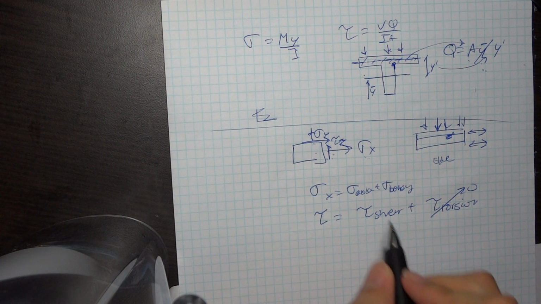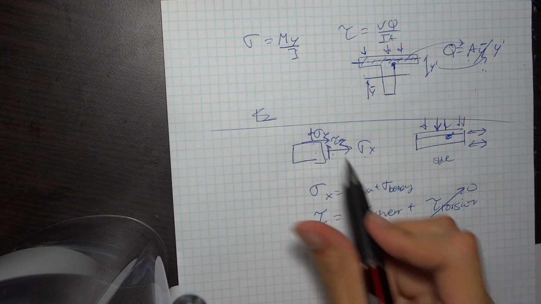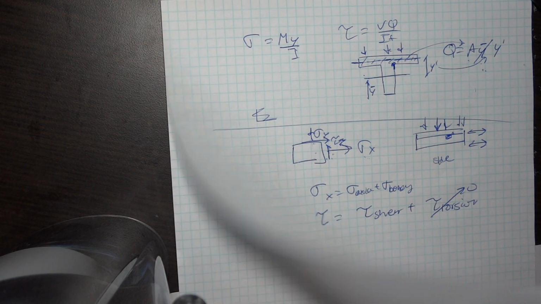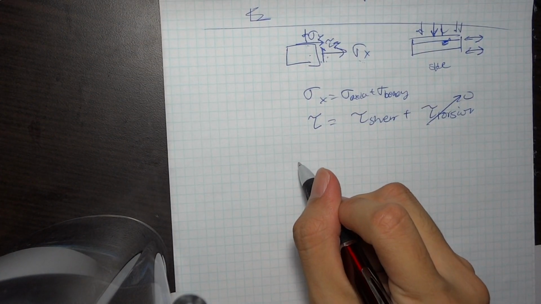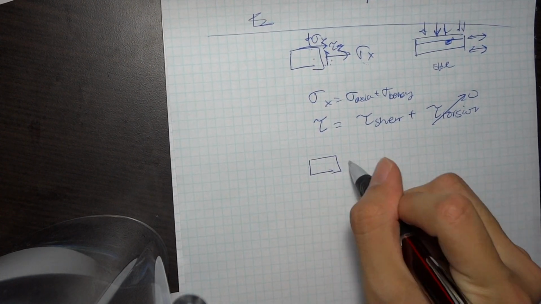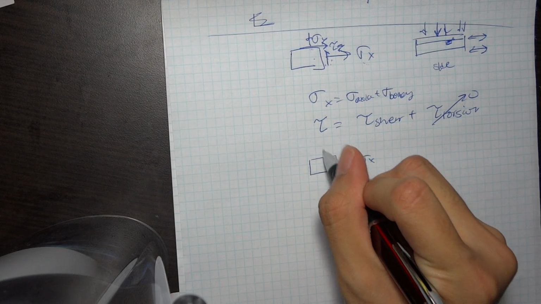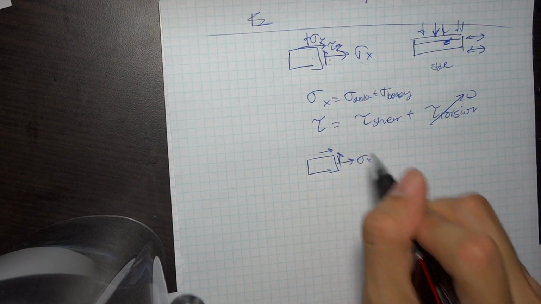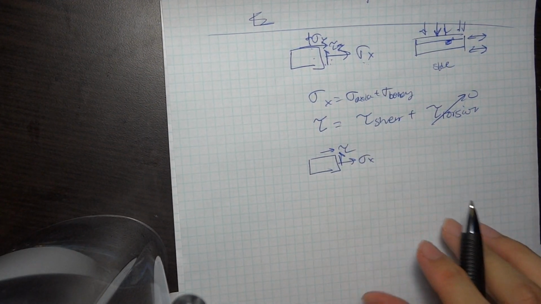Once you have this setup, you can draw this square here. I already said this is 0, so I'll just draw the shear. Now what does this represent?